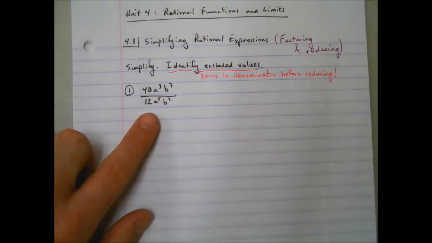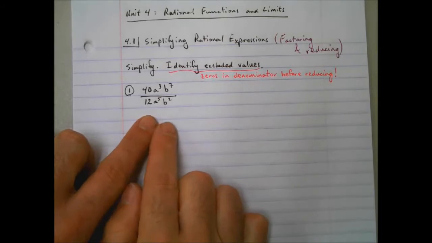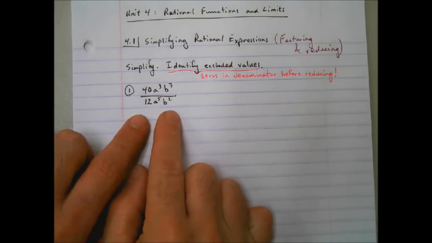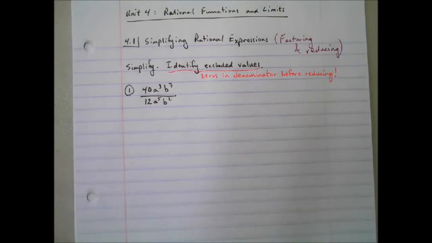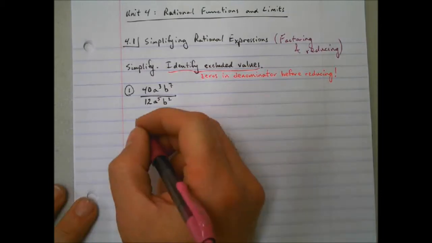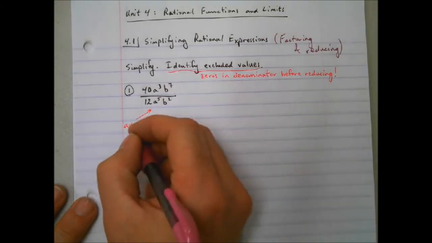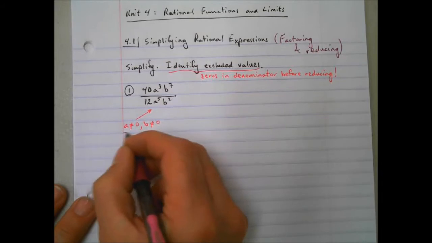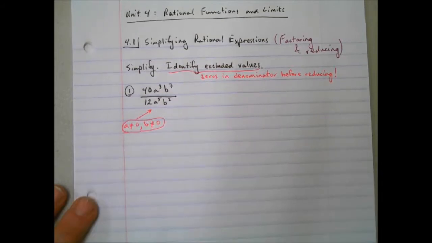Now, for example, problem number 1 here, the denominator actually is in factored form already, 12 times a to the 5th times b to the 2nd. Now, you can start by identifying the excluded values, or you could do the excluded values at the end. Don't forget to do them. A cannot equal 0 and b cannot equal 0. So there are the excluded values.